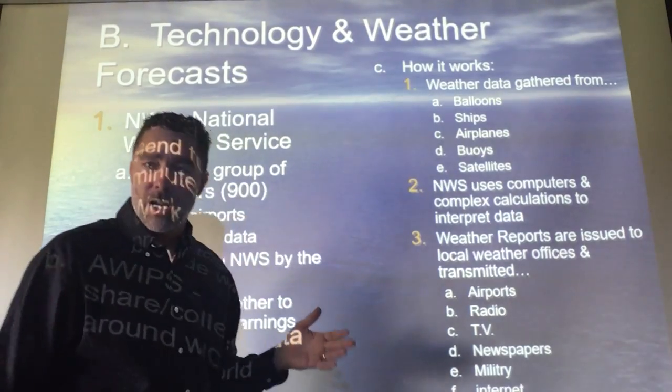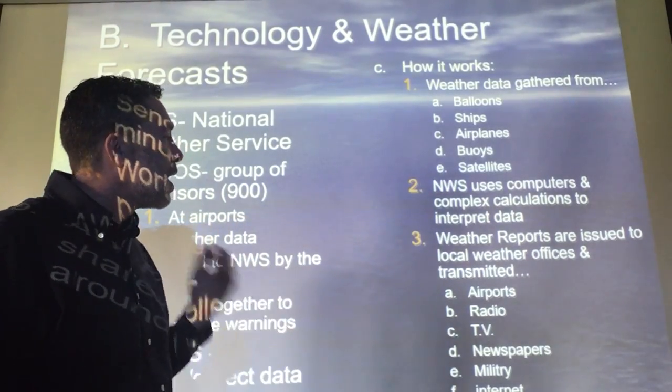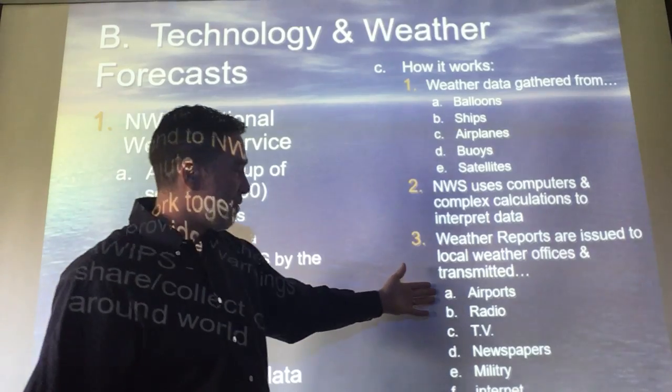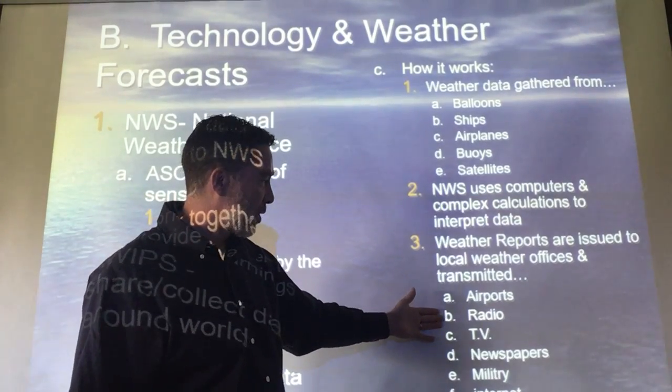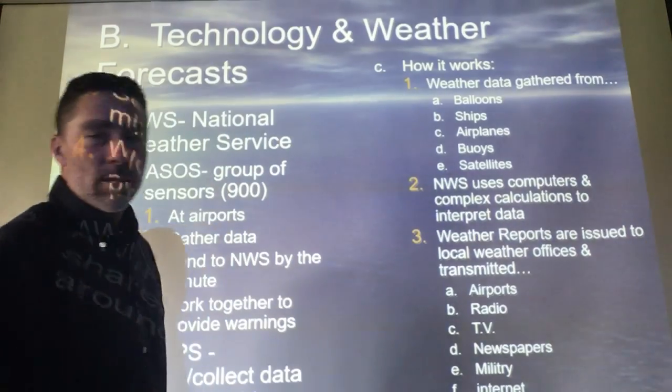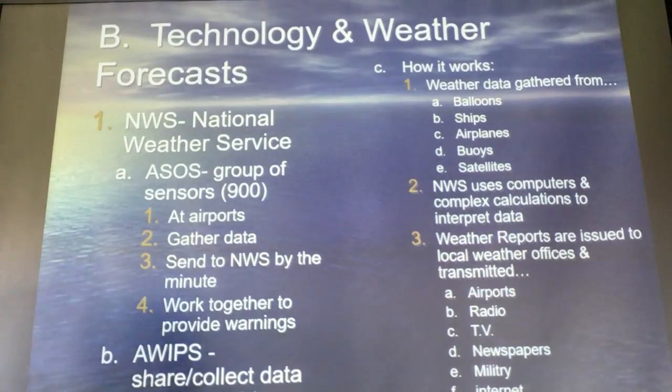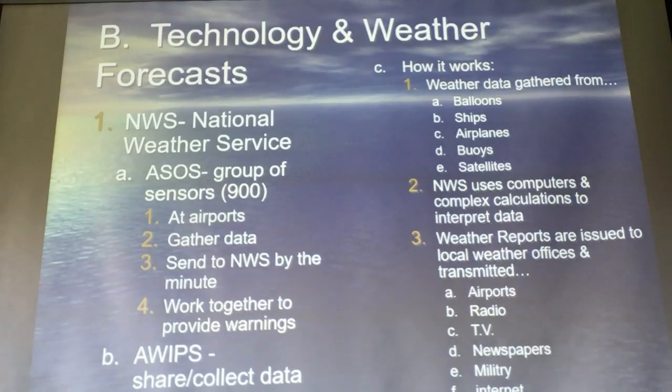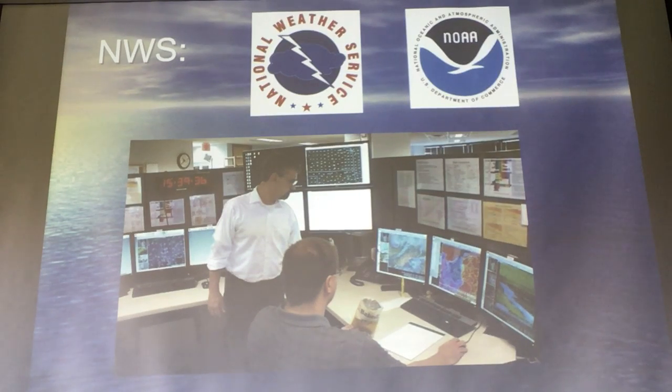A lot of times they just come out on your phone now. We can have it go out this way: airports, radio, TV, newspapers, military, internet. Phone is probably where most people are getting their news on the weather nowadays. There you've got the symbols for the National Weather Service, and then NOAA, which is the National Oceanic and Atmospheric Association.